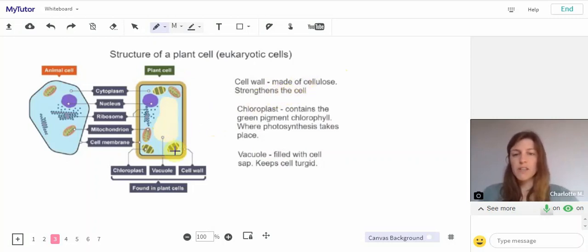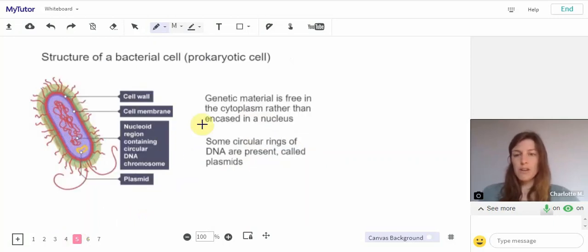Then we have these green organelles. They're called chloroplasts. They contain the green pigment chlorophyll and they're where photosynthesis takes place. And finally, we have this white space here called a vacuole. It's filled with cell sap and it keeps the cell turgid, so supports its structure. So those are eukaryotic cells.